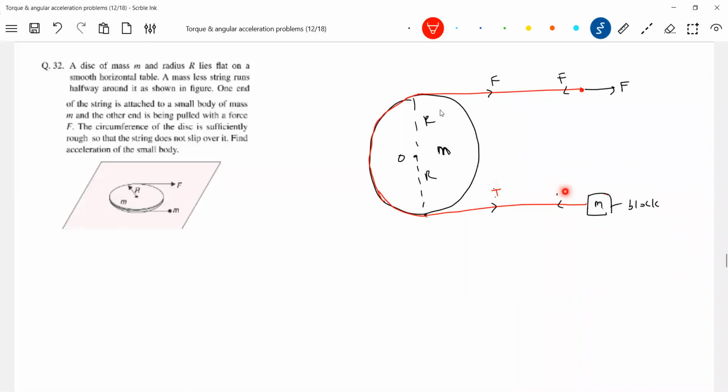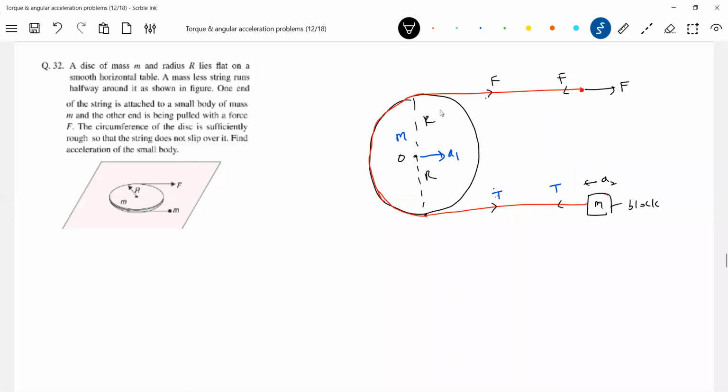This is what students will do the most, so intentionally I'm showing the mistake that you are going to make here. The disk has a mass, so the tension on either side of the string must be different. Because of force F and T acting, this will have acceleration A1 like this. Because of tension acting, this block will move in this direction.